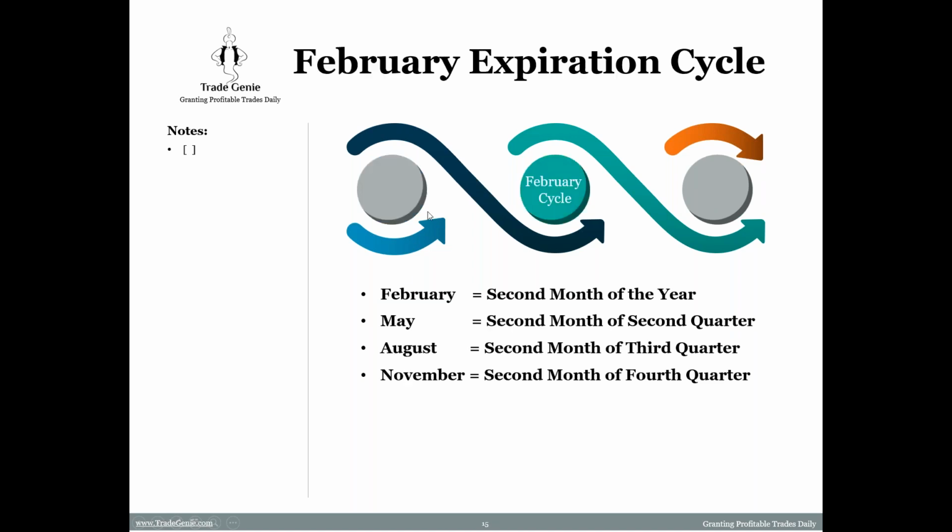Similarly, for the February expiration cycle, February is the second month of the year. So the second month of the second quarter is May, the second month of the third quarter is August, and the second month of the fourth quarter is November. So the stocks assigned to the February cycle will have these months as option expiries.